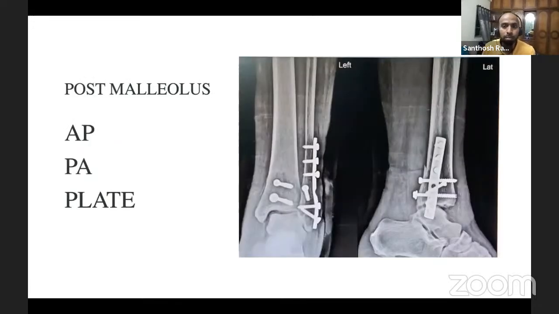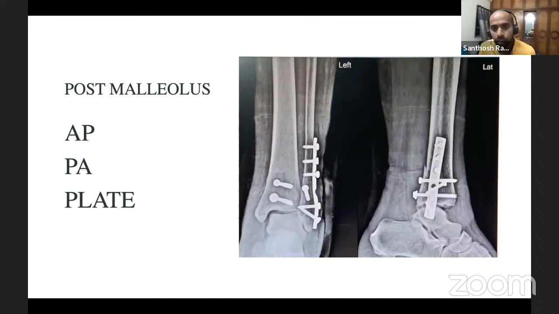So what about the posterior malleolus? Sushrut sir has already dealt with it in detail. So yes, there are various options. I just put up this X-ray to show that this can be dealt with even by percutaneous screw fixation as well. So these screws I have put posterior to anterior.